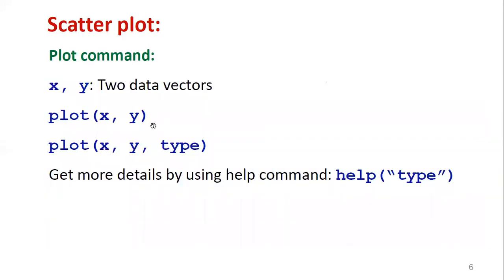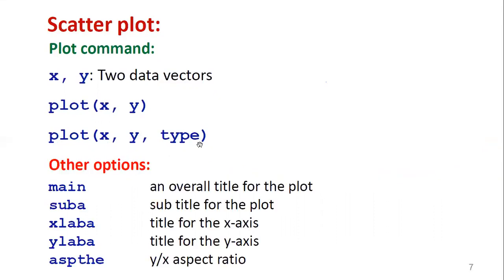Now, if you want more details about type, you can use the help command: help within parentheses, within double quotes, type. Then all the parameters we discussed in the table will be shown with examples. Then there are other options also.